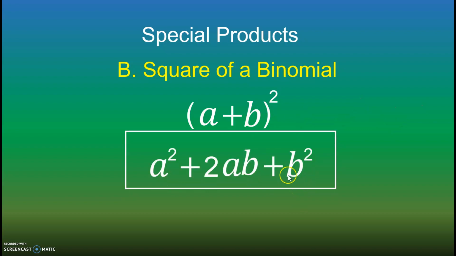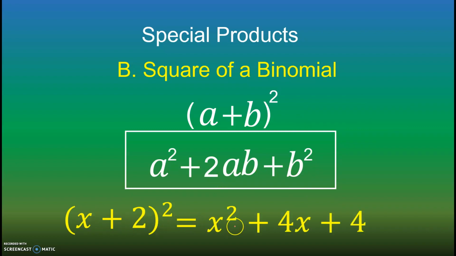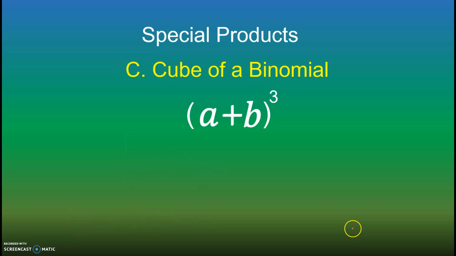Alright? Sige. So, katulad nito, x plus 2 square. So, we square the first term, which is x times x, or x square. Right? Then, x times 2, product of the two terms, x times 2 is 2x. Then, times 2, which is 4x. Twice the product of x and 2. So, 2x times 2, which is 4x. And then, square of 2, which is 4.